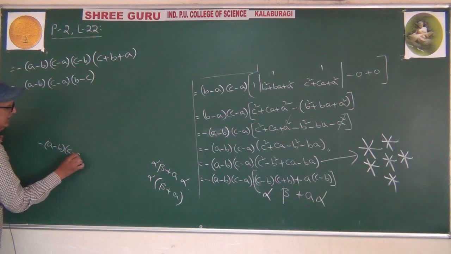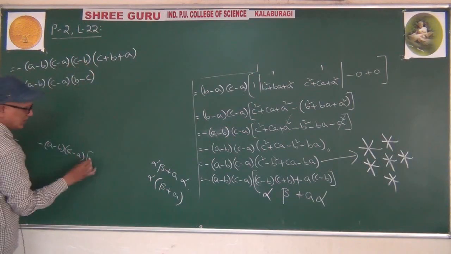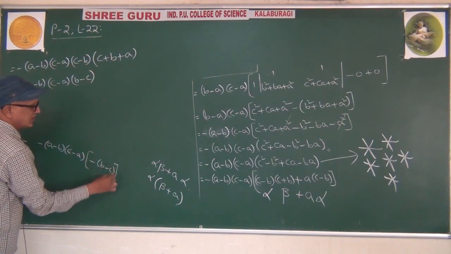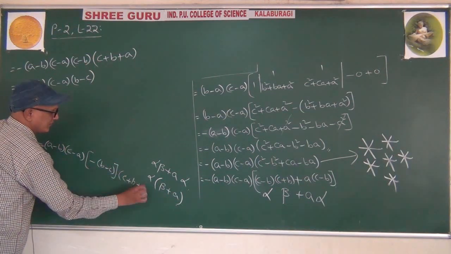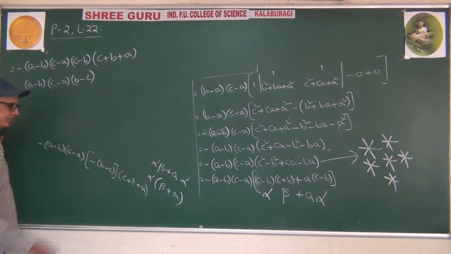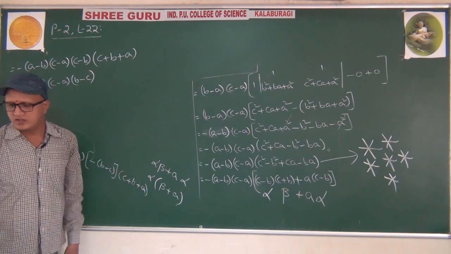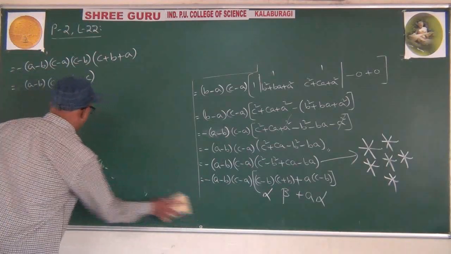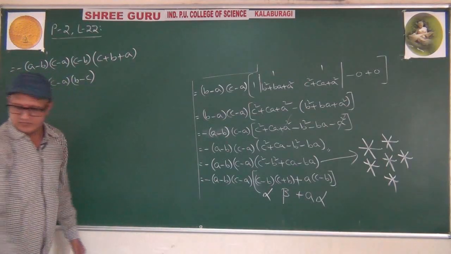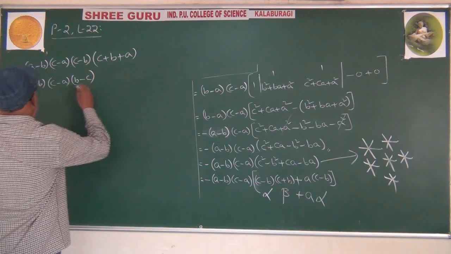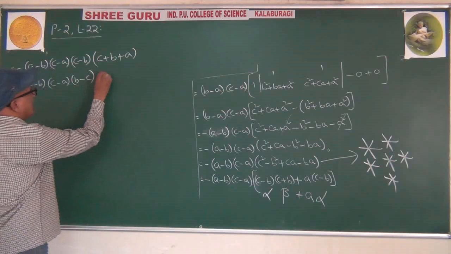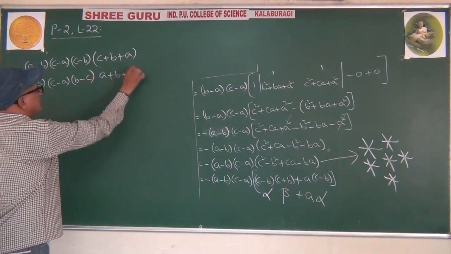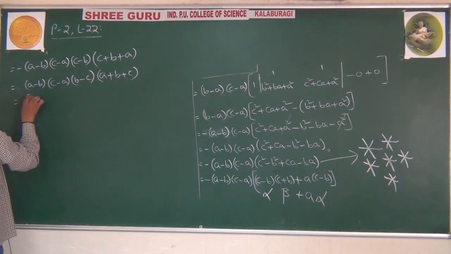If you are not able to understand, then write the step like this: minus of a minus b, c minus a, into take minus common from this. Then it becomes c plus b plus a. Minus into minus becomes plus. That step also, both of them. Okay? So the minus I set here. The remaining I am writing in order: a plus b plus c, which is our RHS.